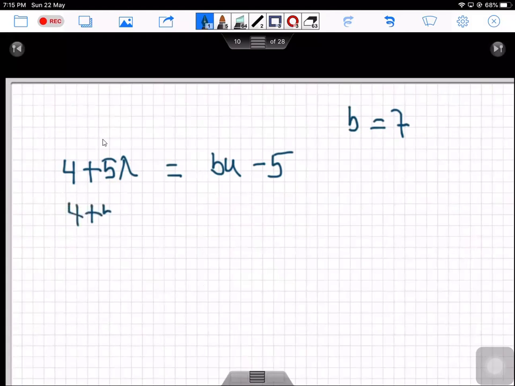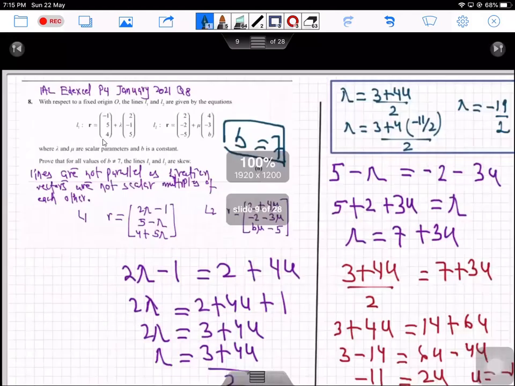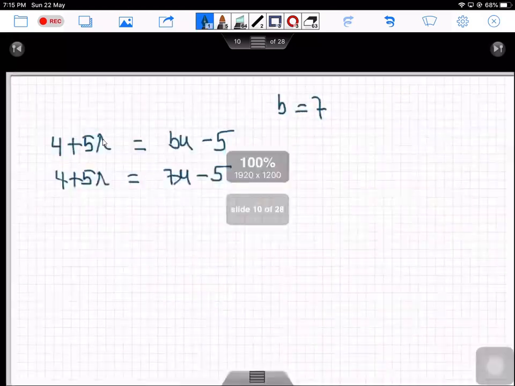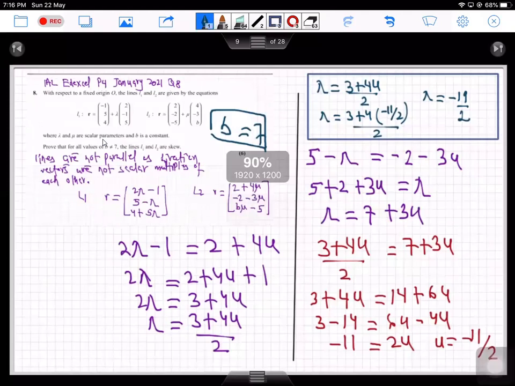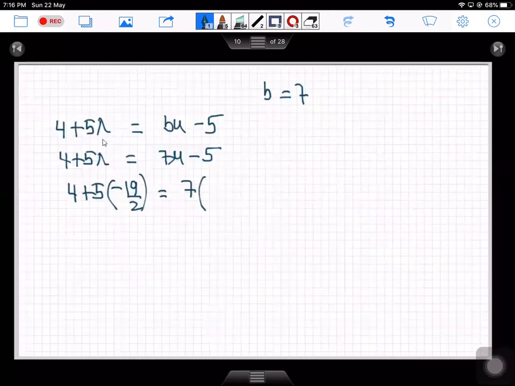So 4 plus 5 lambda is equal to 7 mu minus 5. And the value of lambda is minus 19 over 2. So 4 plus 5 times minus 19 over 2 is equal to 7 times mu, which is minus 11 over 2, and then minus 5. So 4 plus 5 times minus 19 over 2, this is minus 43.5.